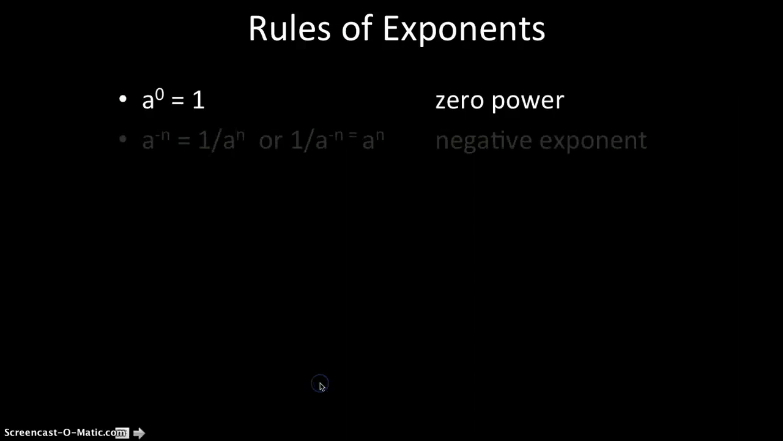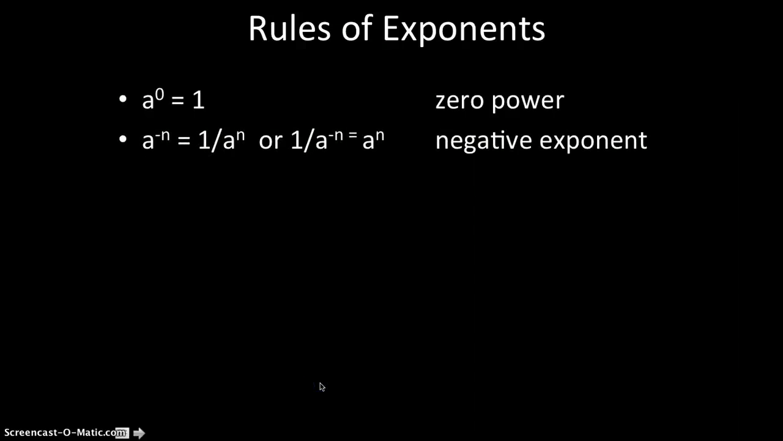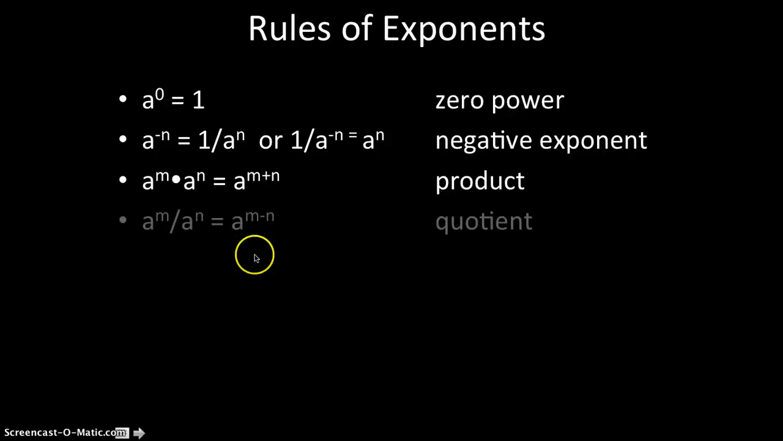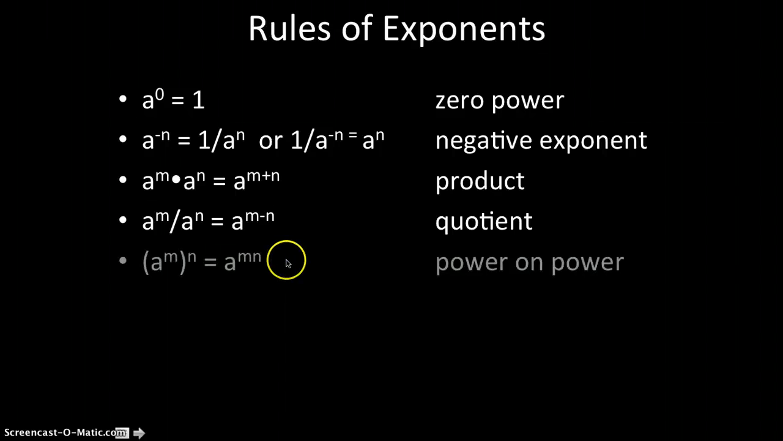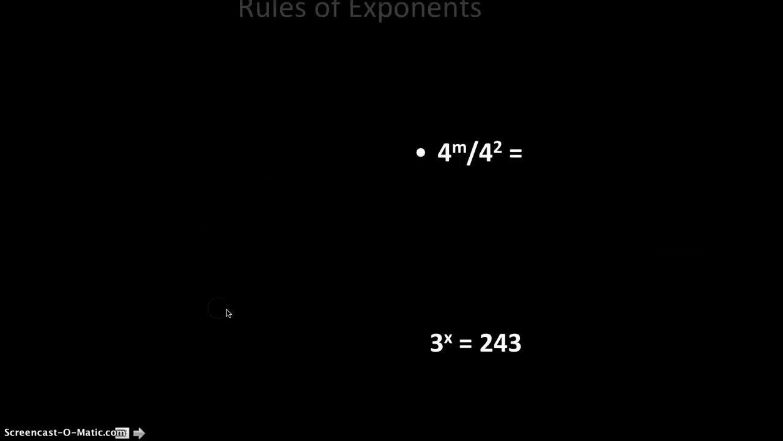The rules of exponents were rules that were used early in algebra. They are the zero exponent rule, the zero power rule, the negative exponent rule, where you drop the numerator into the denominator and make the exponent positive, or vice versa. Then the product rule is adding exponents of like bases. The quotient rule is subtracting exponents of like bases. And the power on power is multiplying powers on powers.